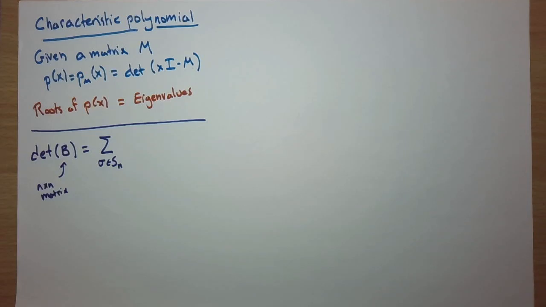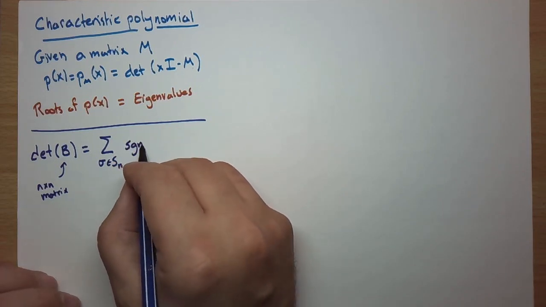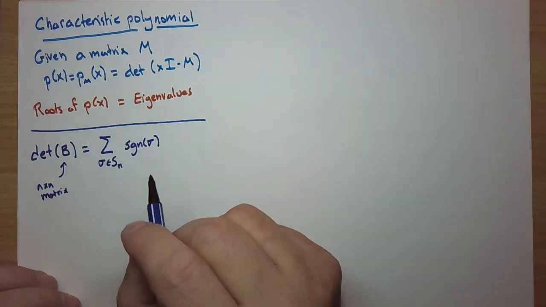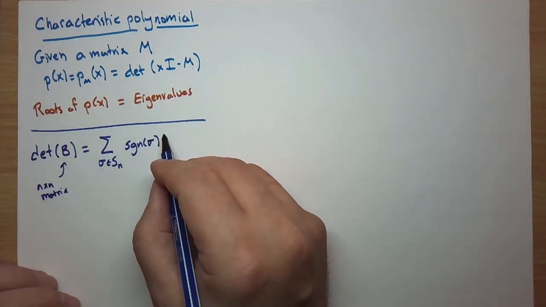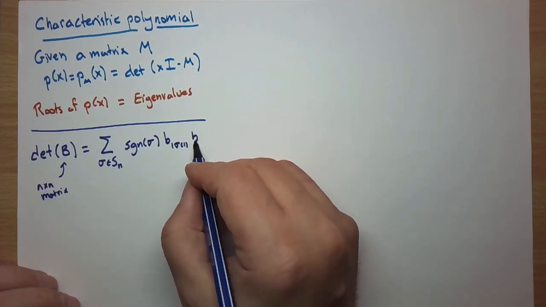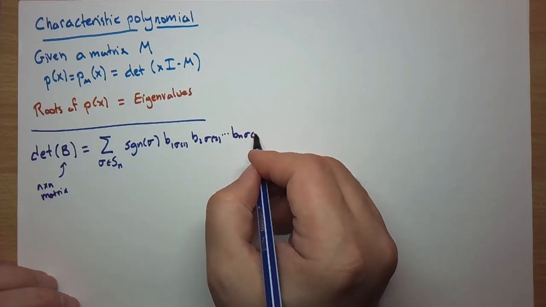All right. How do you compute the determinant of a matrix? Do you remember the definition? Oh, good. You got the hard part. Sign of sigma. A lot of people are like, good. And what's the rest of it? And then you have B sub 1 sigma 1, B sub 2 sigma 2, all the way down to B sub n sigma n.